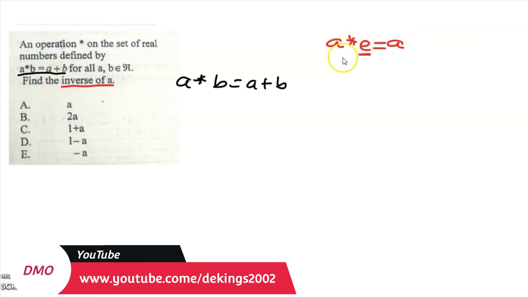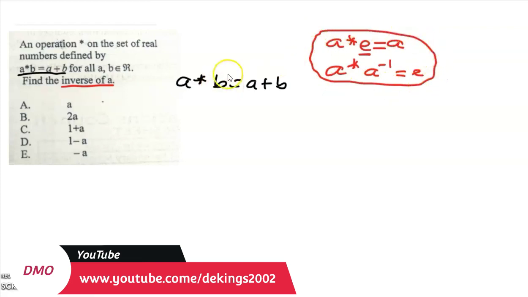Okay? Now, then for us to have an inverse, A multiplied by the inverse of A, denoted by A to the power of -1, must give us identity. Alright? Every number multiplied by its inverse will give you identity. So this is what we are going to apply here. This principle, we're going to apply it in solving this problem.